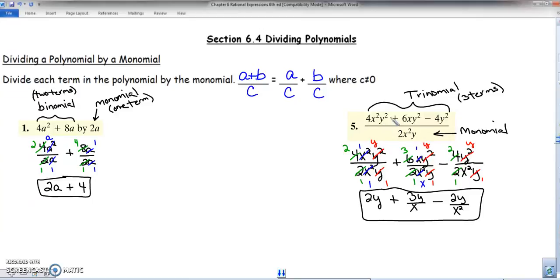Over here we're dividing this trinomial, 3 terms, by this monomial, single term. And so once again we write each term over the common denominator. We then cancel appropriately, canceling your numbers and your letters. We end up with this as the final result.